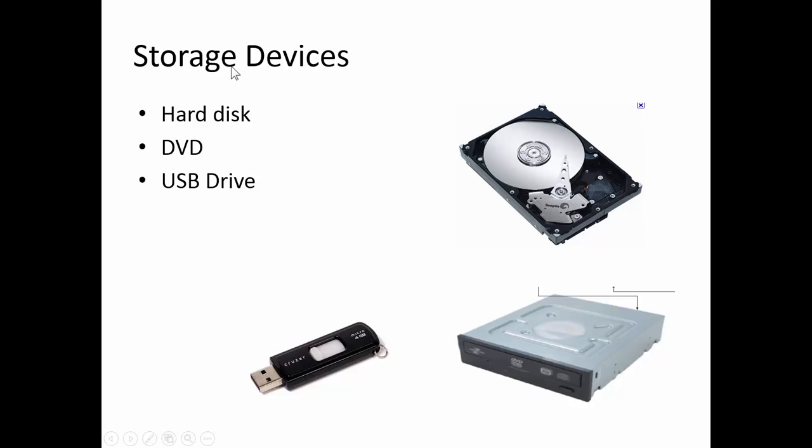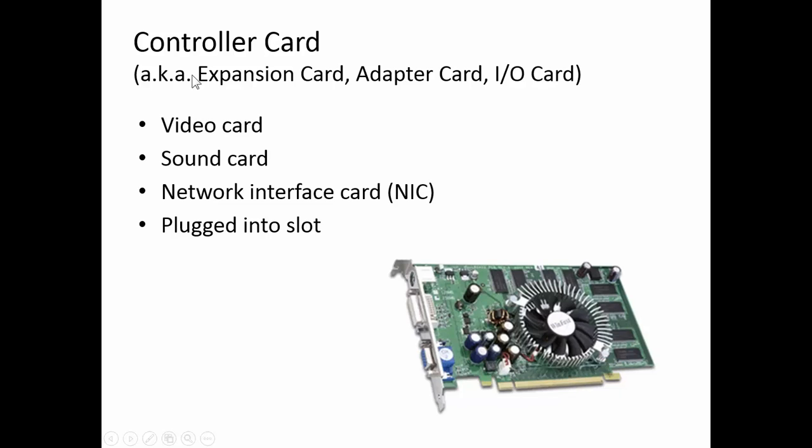After data has been processed, it can then be stored to a storage device such as a hard disk, DVD, or USB drive. A controller card is also known as an expansion card. It's also called an adapter card, and it's also called an I/O card. A controller card is a circuit board about the size of your hand that plugs into a slot on the motherboard. Common controller cards include a video card, a sound card, or a network interface card, which of course is particularly relevant to us.